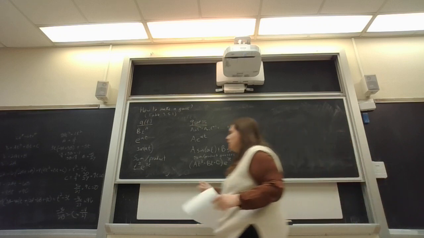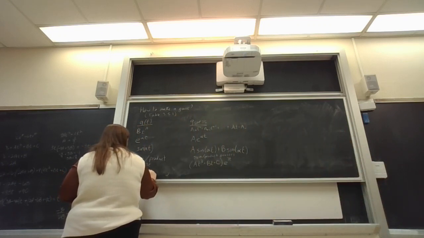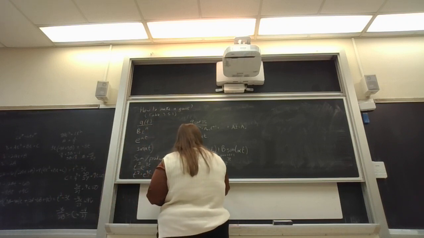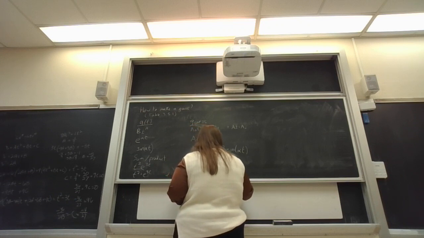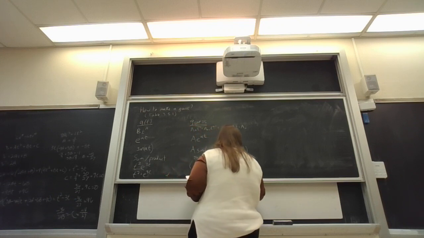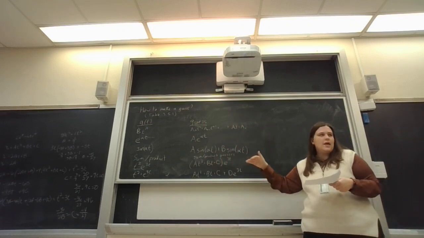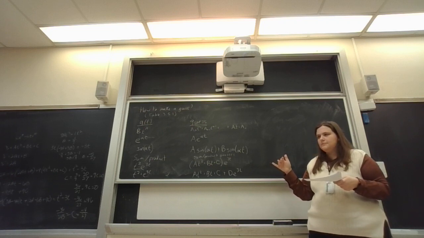So let's just do a contrasting example of t squared plus e to the 3t. Then we would have to do a t squared plus b t plus c plus d e to the 3t, because you don't have the distributive property to absorb that other constant. That makes sense?